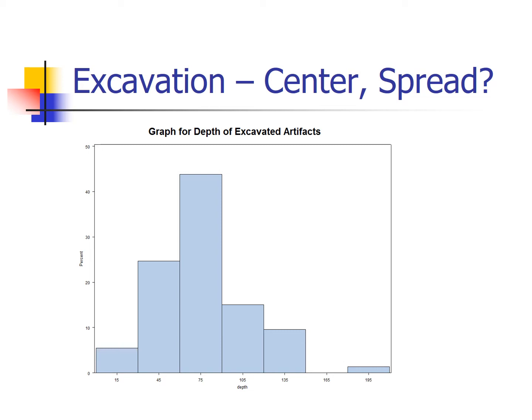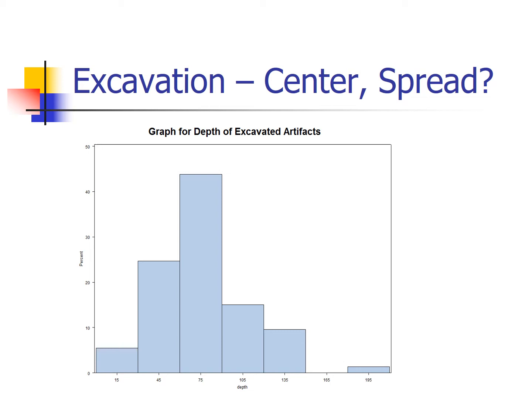Now, for an average value, we might say something like 75. 75 is the middlemost bar if we disregard that little blip to the right, that 200. If we disregard that, we have 5 bars. The middlemost bar is the 60 to 90, and the middle of that bar is 75. So we might say that, roughly, on average, the artifacts seem to be found at 75 centimeters.